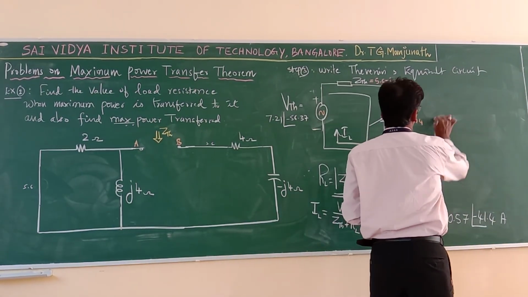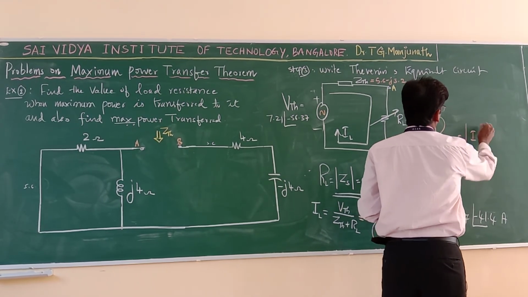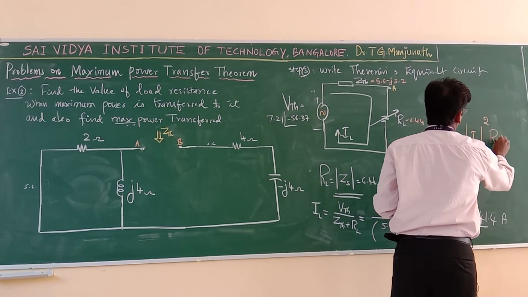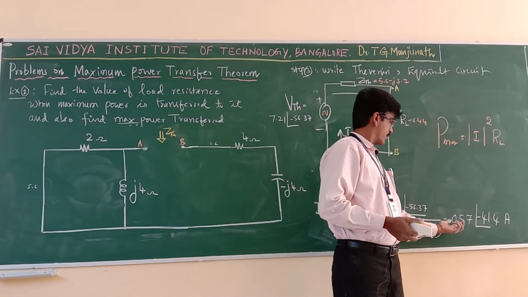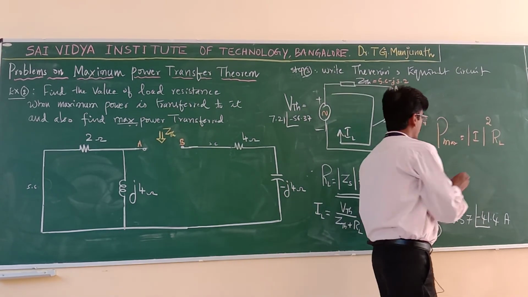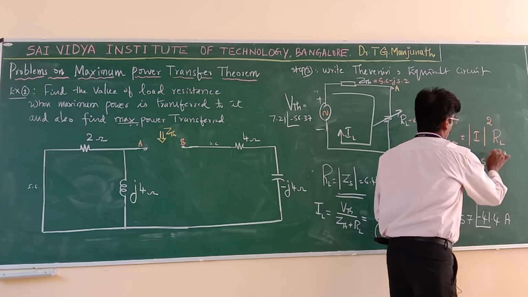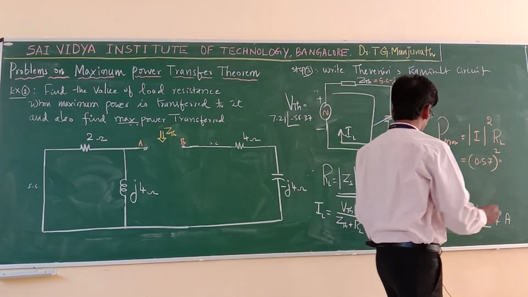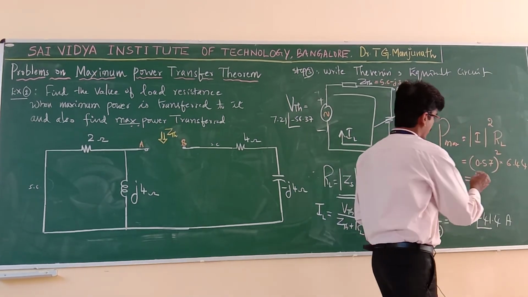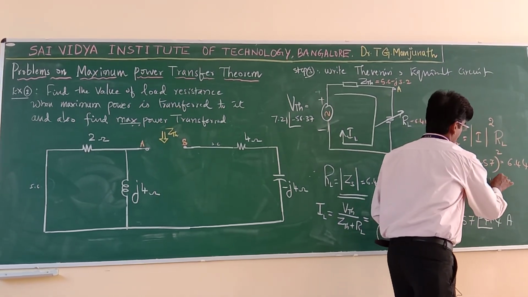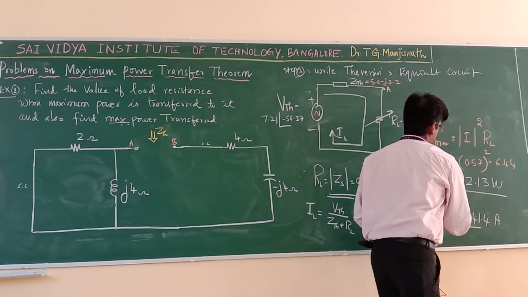So Pmax is equal to I squared into RL. Take the magnitude of the current to find the power. What is the magnitude here? 0.57 whole squared, and RL is 6.44. So calculate the value of power, you get 2.13 watts. This is your Pmax.